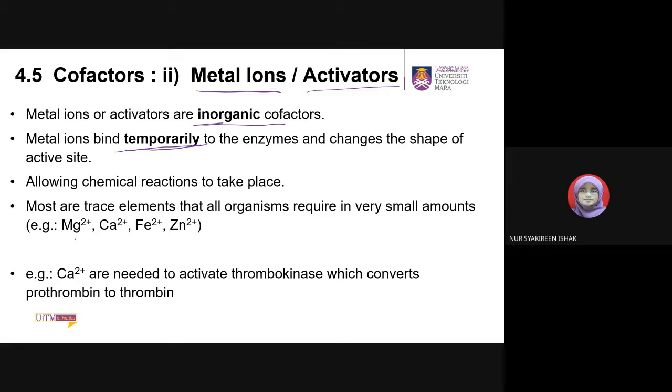For example, magnesium ion, calcium ion, iron, and also zinc. Calcium ions are needed, for example, to activate thrombokinase, which is one of the enzymes involved in the blood clotting mechanism, which converts prothrombin to thrombin. So this is one of the mechanisms involved in blood clotting. Without calcium, blood clotting cannot take place properly. So that is one of the examples for metal ions.